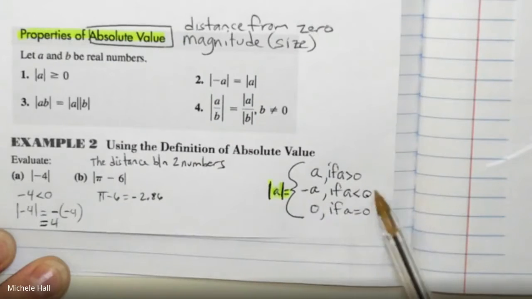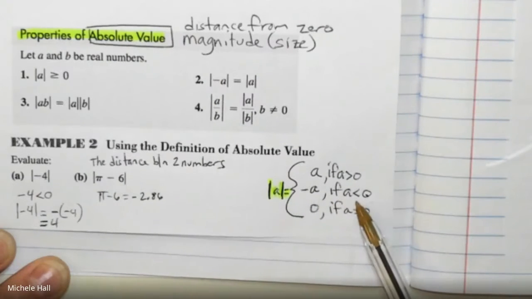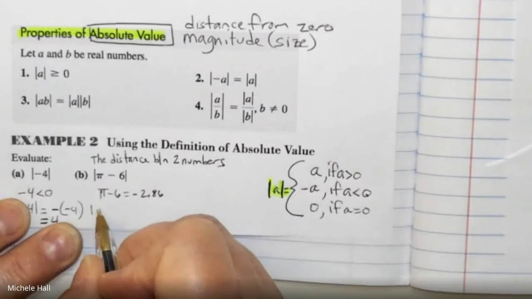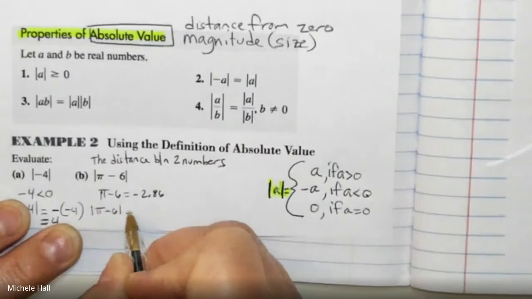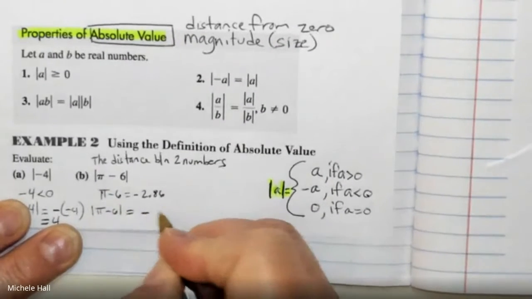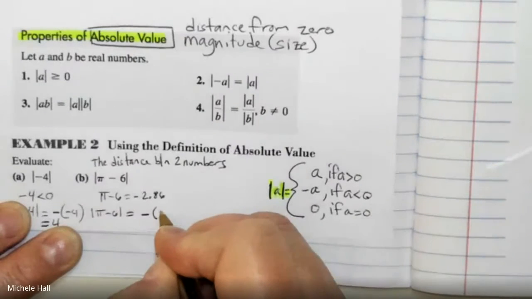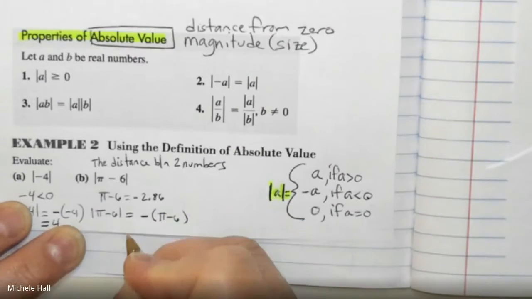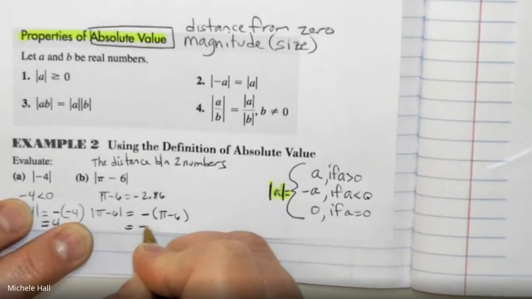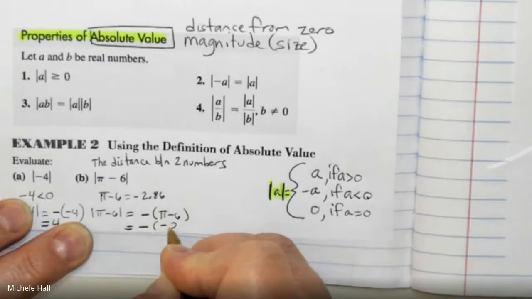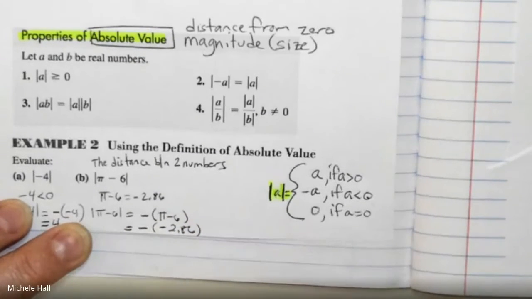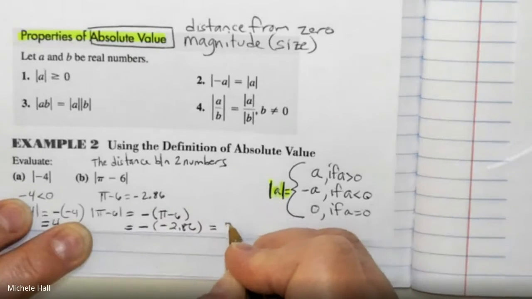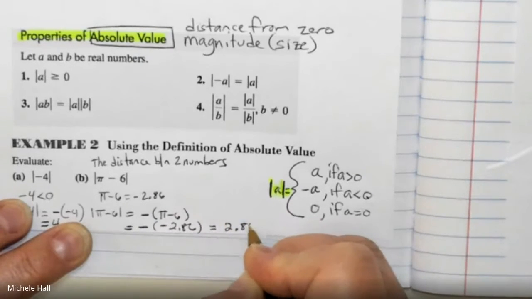We are in the opposite of A if A is less than 0. Absolute value of pi minus 6 equals the opposite of pi minus 6, which equals the opposite of -2.86. Final answer would be a positive 2.86.